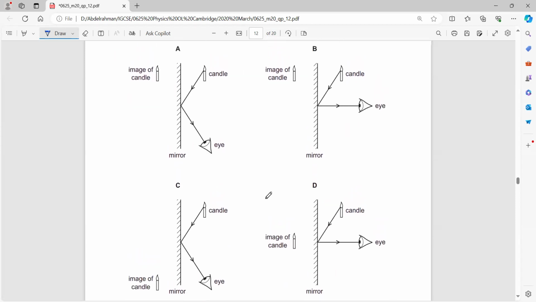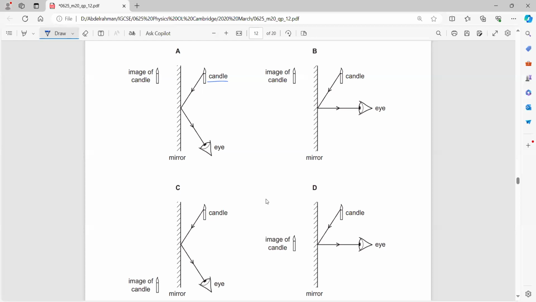If this is the candle, the image has to be on the other side. Exactly. So C and D are definitely wrong. And then the wave reflects this way. It cannot reflect this way; this is completely wrong. So A is correct.